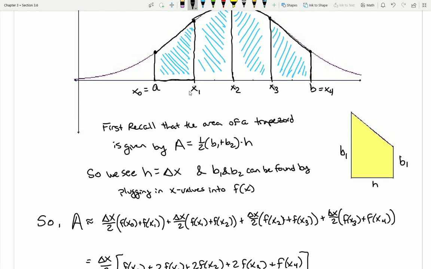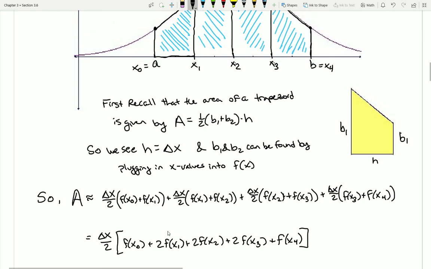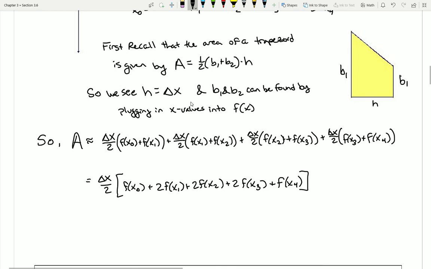Notice that I only am going to use f of x1 to determine the length of this side twice, because there are two trapezoids that use that side as a base. Whereas at the edges, this side is only ever touched or used by one trapezoid. And so it's these edges that only occur one time, and everything in the middle is a shared side of a trapezoid, and so will get used multiple times.